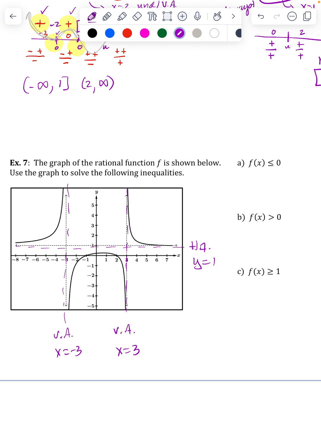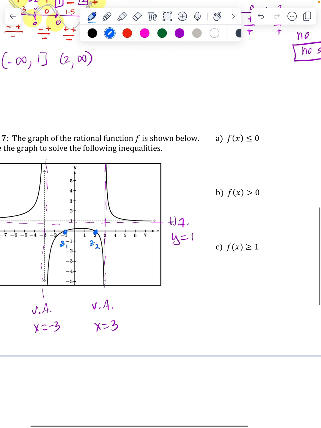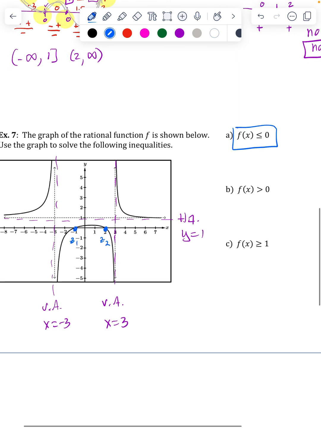So you've got a 0. I'm just looking for other features. There's a 0 here, and there's a 0 at 2. So we'll call that 0, 1 and 0, 2. So those are zeros because that's where the graph crosses the x-axis. So it's asking here, where is the graph less than or equal to 0?